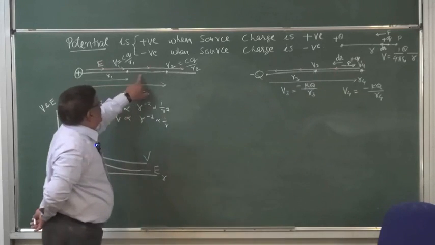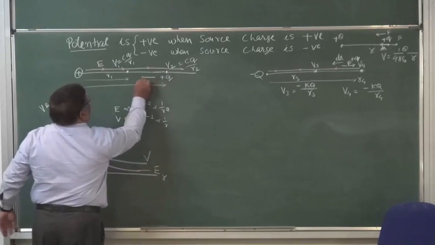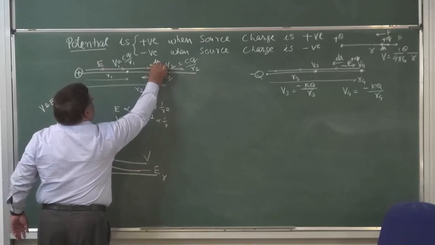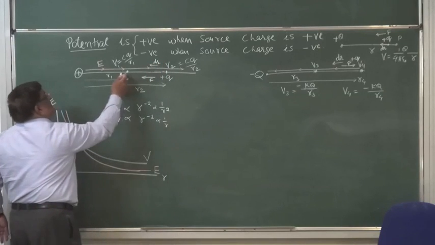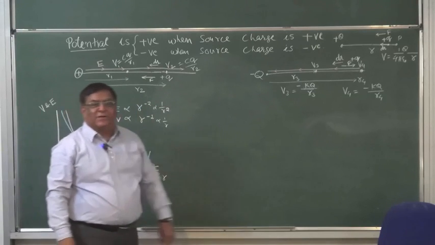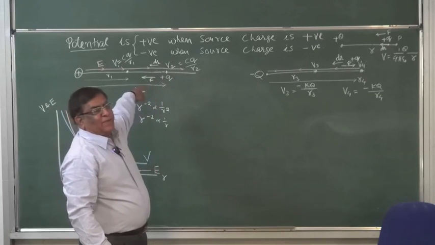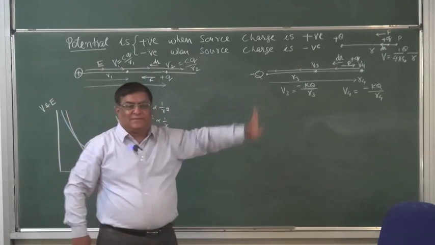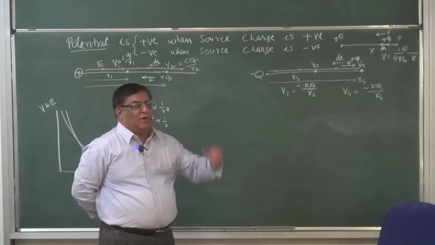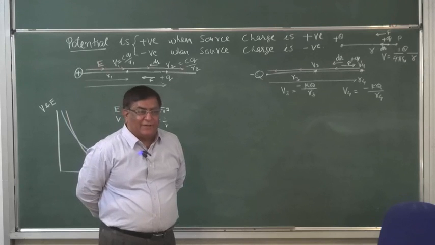In this case, I am bringing a positive charge from here to here. I have to apply force in this direction and there is a displacement in this direction. The work done is positive. The potential is positive. In this case, potential is negative because the work done is negative. Now, what is the difference between the two? Why here potential is positive and why here negative? I am the one who is doing the work on a test charge plus Q. Then why is there positive and negative?